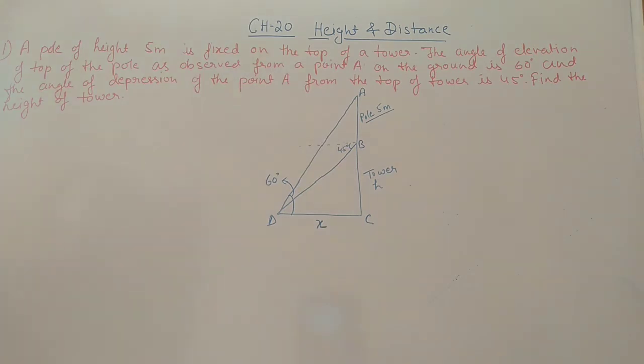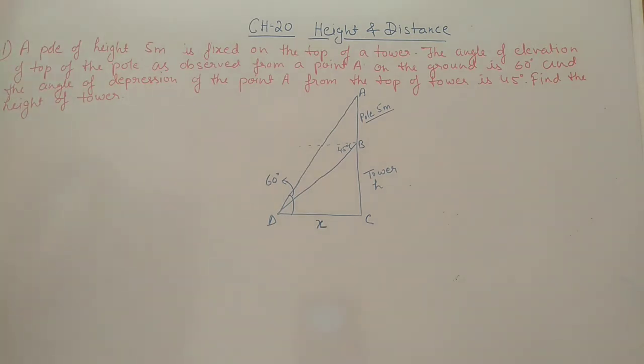Question number 31. A pole of height 5 meter is fixed on the top of a tower. The angle of elevation of the top of the pole as observed from a point A on the ground is 60 degree and the angle of depression of the point A from the top of the tower is 45 degree. Find the height of the tower.